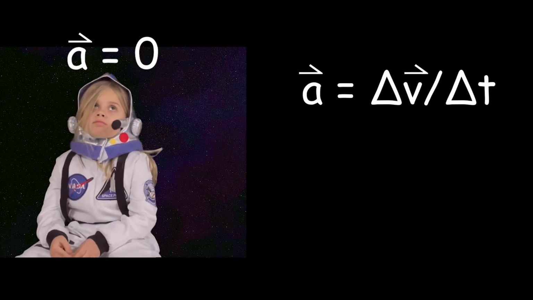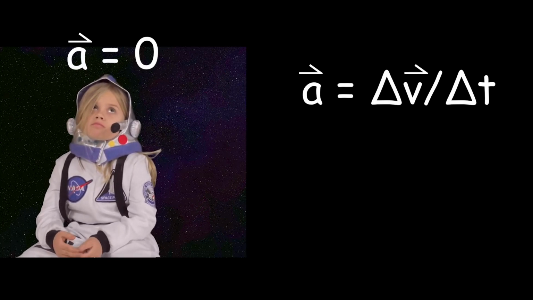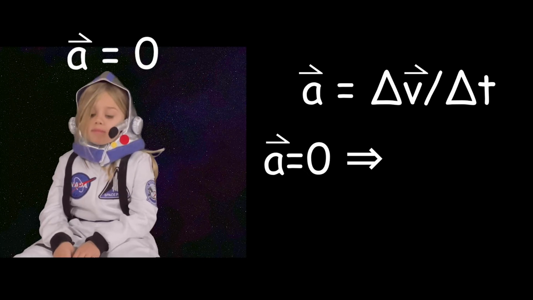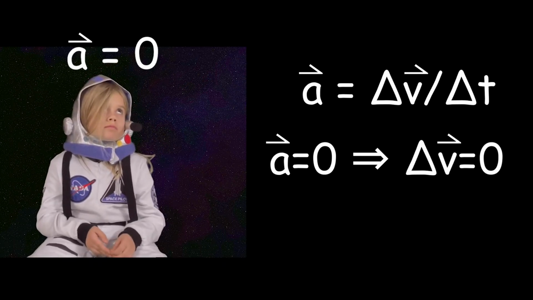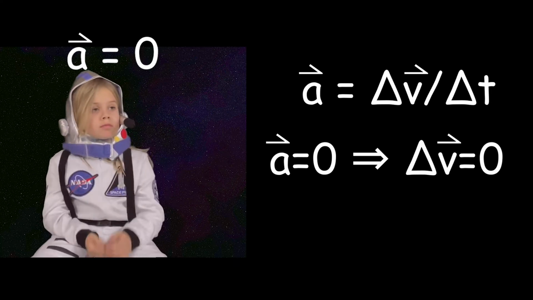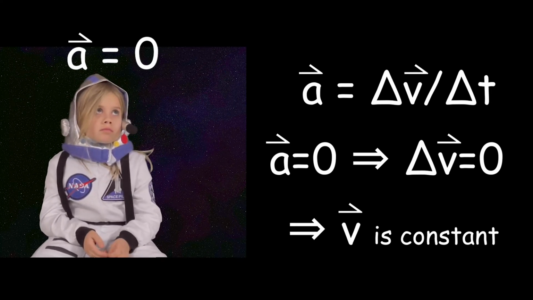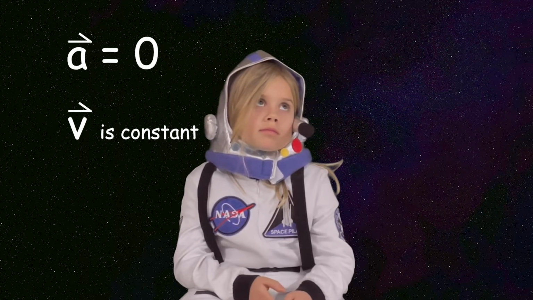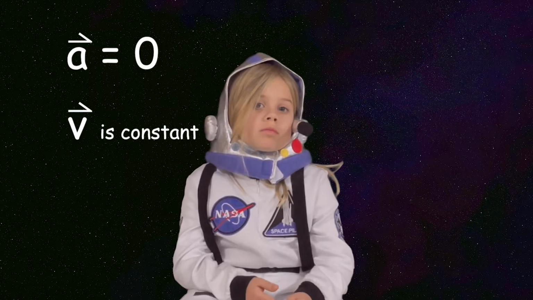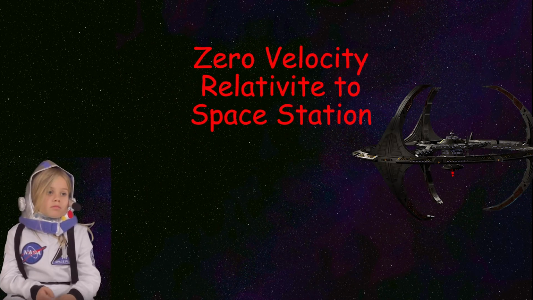Furthermore, what does the absence of acceleration imply about the astronaut's velocity? Well, acceleration is the change of velocity over the change of time. Therefore, if the acceleration is zero, that means the velocity must not change with time. Velocity is a constant. With no reference, we can't say what the constant velocity is, but for simplicity, let's say the velocity is zero with respect to the space station.